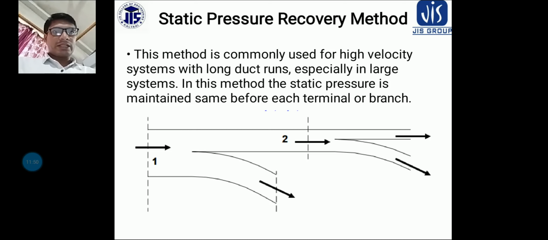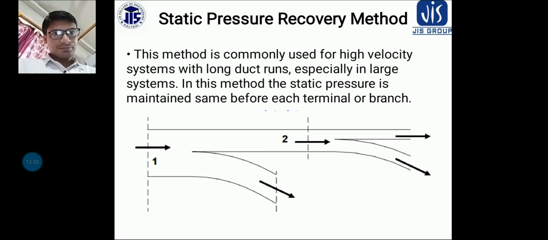And now the static pressure recovery method. This method is commonly used for high velocity systems, that means greater than 750 meters per minute. So this is commonly used for high velocity systems with long duct runs, especially in large systems.